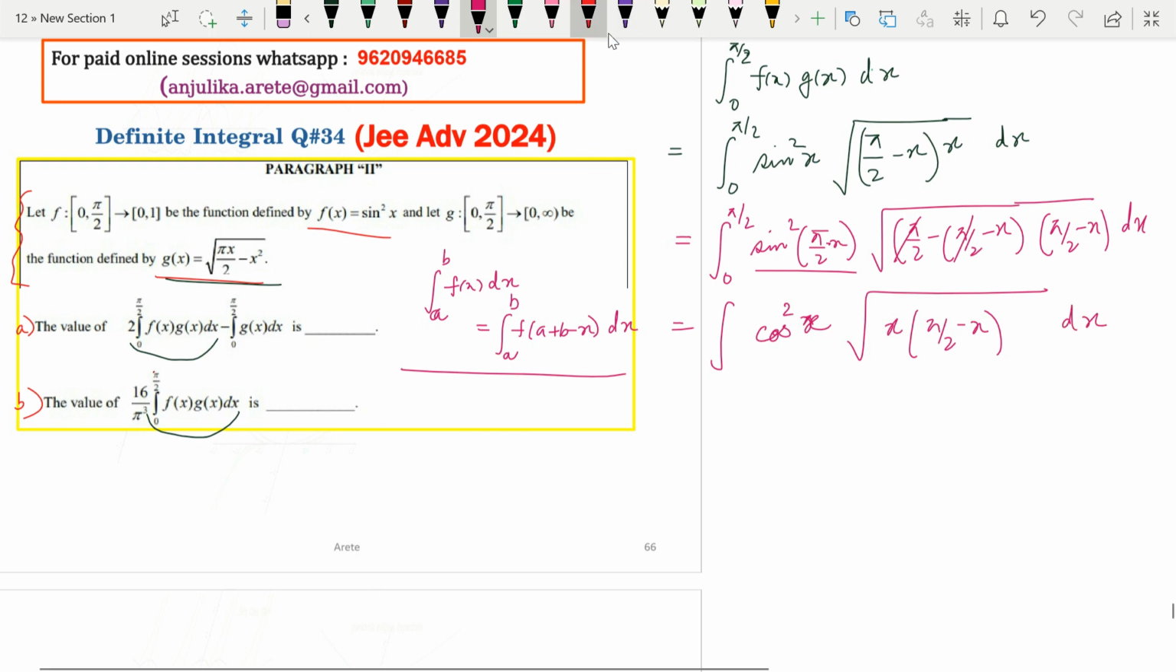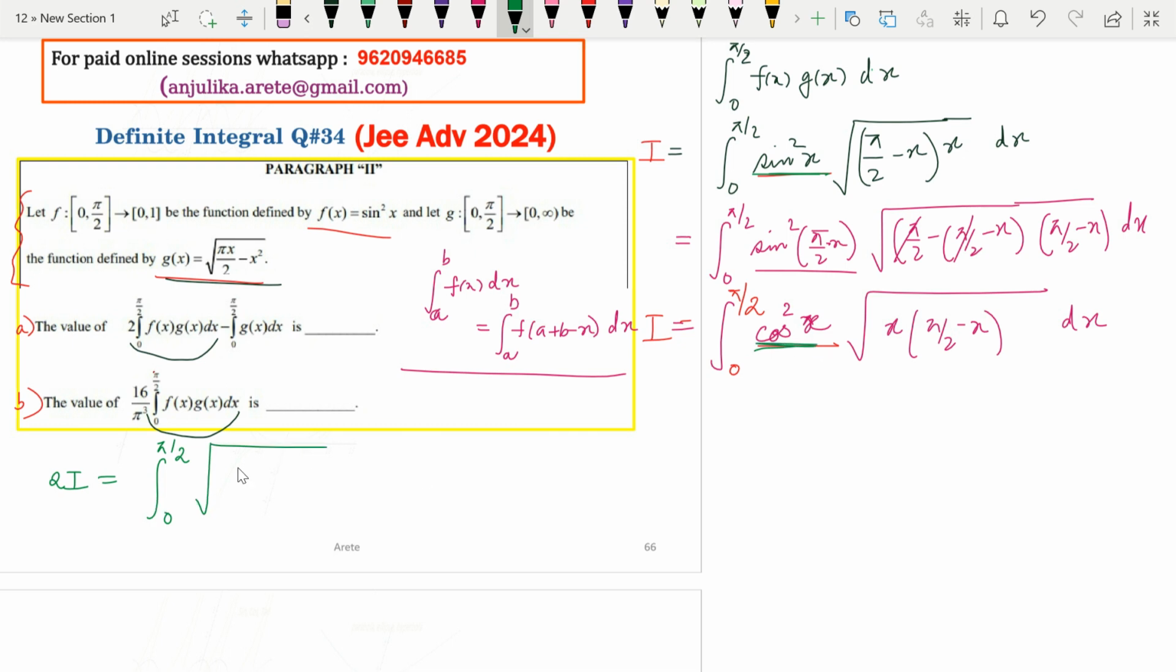Now, do you see what is happening here? This is your I. This is also your I. But what did you see? That sine square x changed into cos square x. So what do you think we should do now? Yes, adding the two. So let's do 2I, adding two of them together. The integral limit is going to remain the same. The only thing that happens is sine square x and cos square x will give you a 1, and inside the under root you are going to have pi by 2 minus x times x, because these two things are the same in both of them, dx.